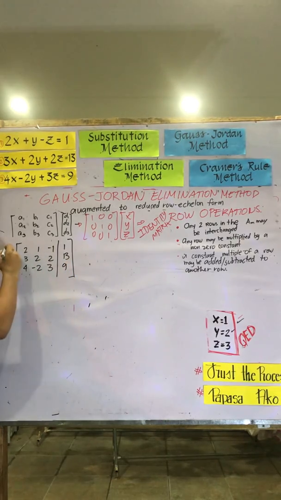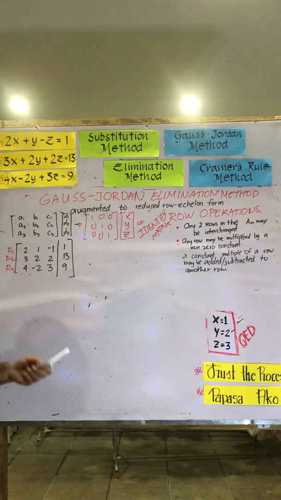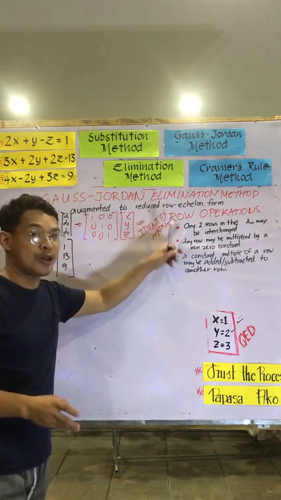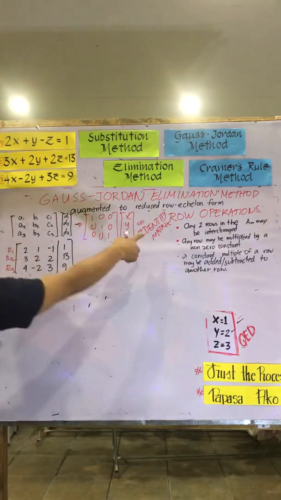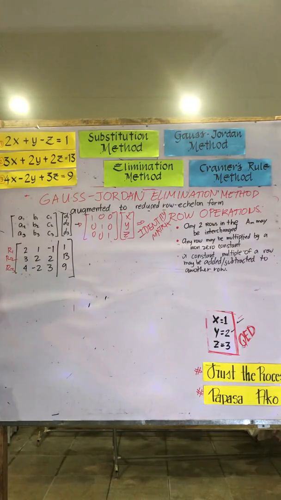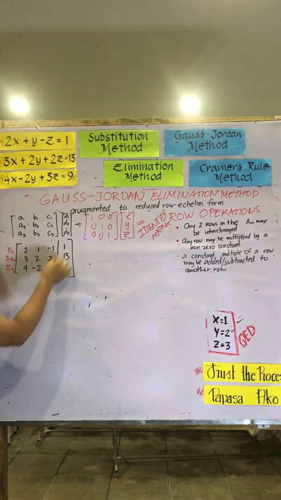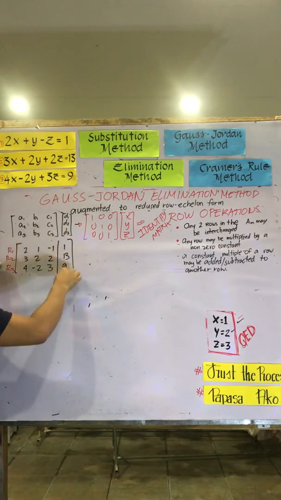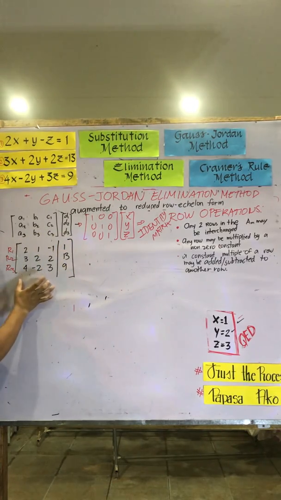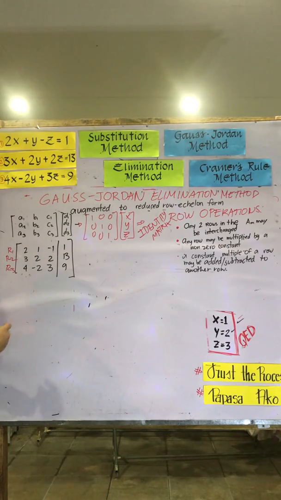So this is our row 1, this is our row 2, and this is our row 3. We will have row operation. Don't mind the column, because this is row operation, not column operation, okay? We will apply the three rules. Our task is to make the diagonal equal to 1, then the rest equal to 0. And the values here, upon achieving the identity matrix, will be our values of X, Y, and Z.